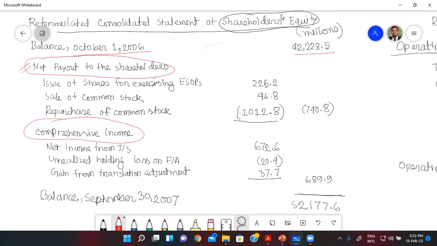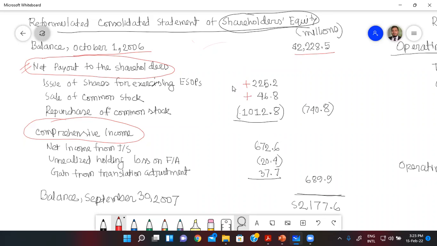If there is an exercise of stock option, what do you think? The shareholders' equity will go up or will come down? Think of the accounting equation. It will go up. That's why it is plus. Similarly, if there is a sale of common stock, including tax provision of 139, the next item after the ESOP, you see the sale of common stock, it will increase the equity value. That's why it is plus.